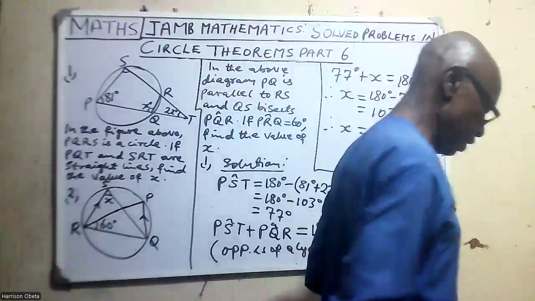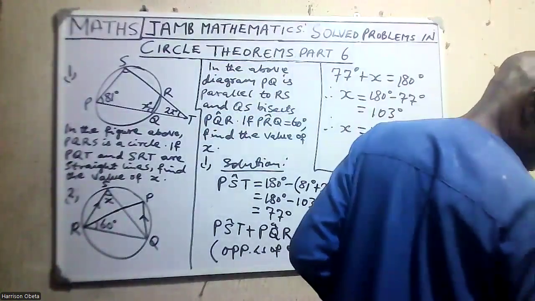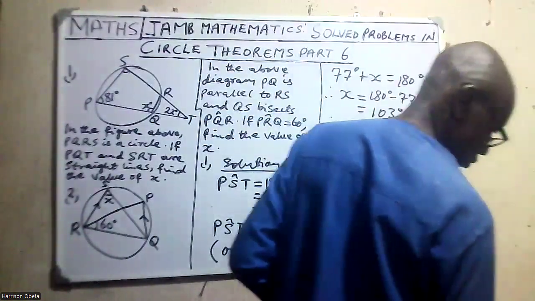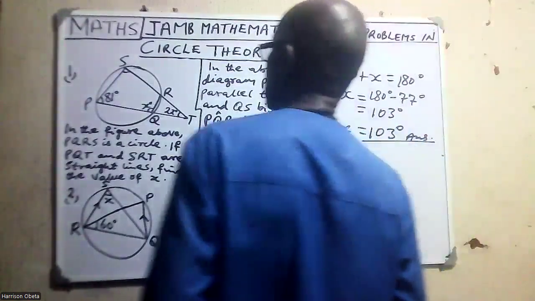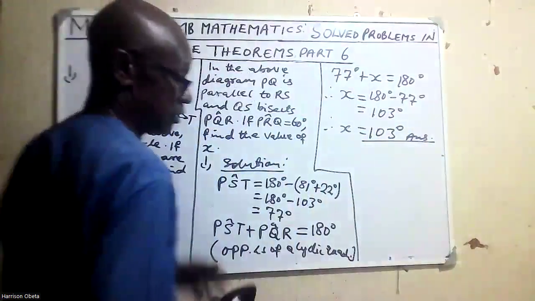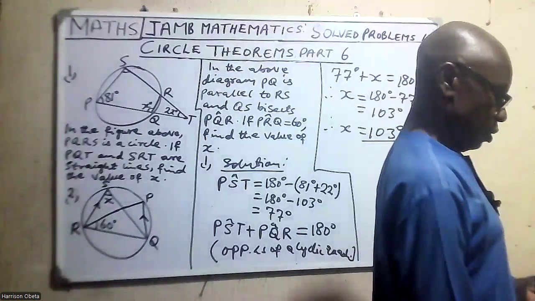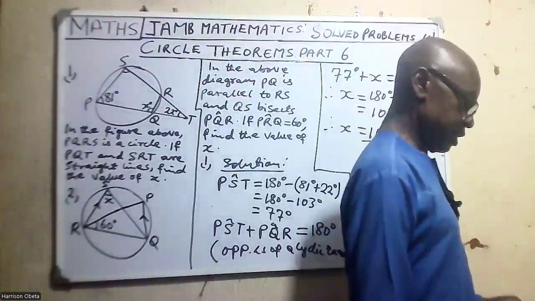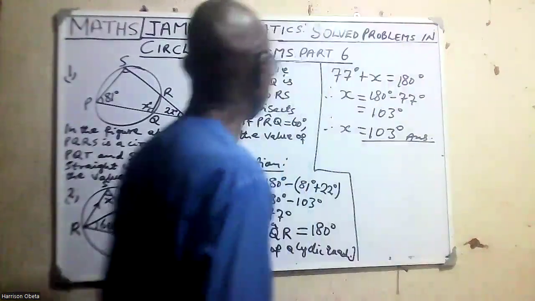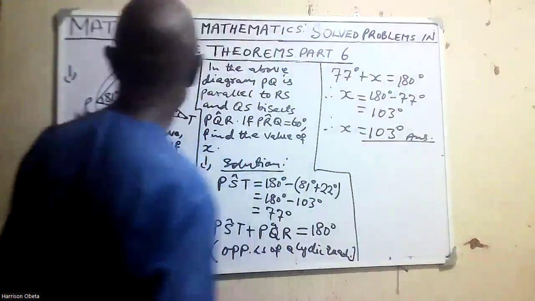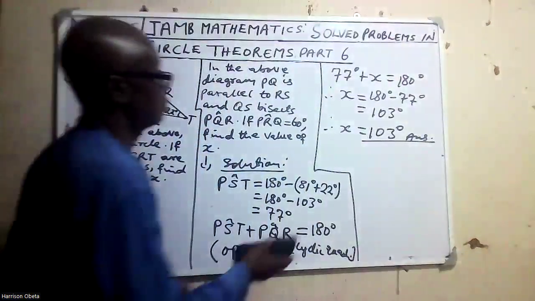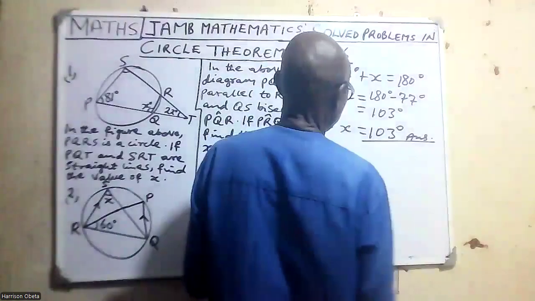So we are now going over to the question. We are looking for this X. So we have gotten our X to be 103 degrees. Okay. So we'll go over to question number 2.